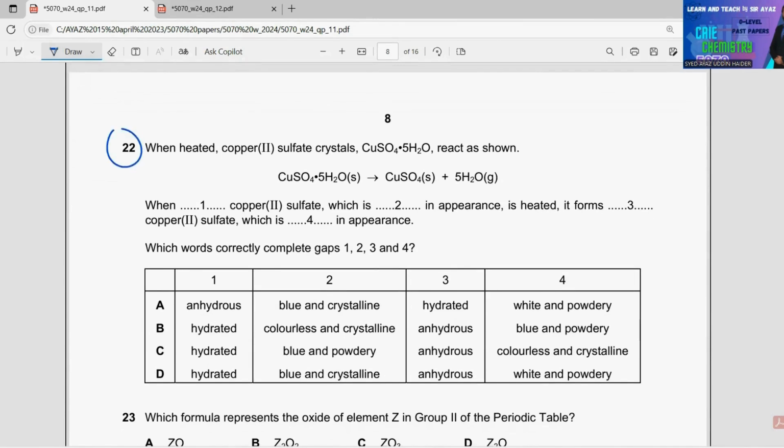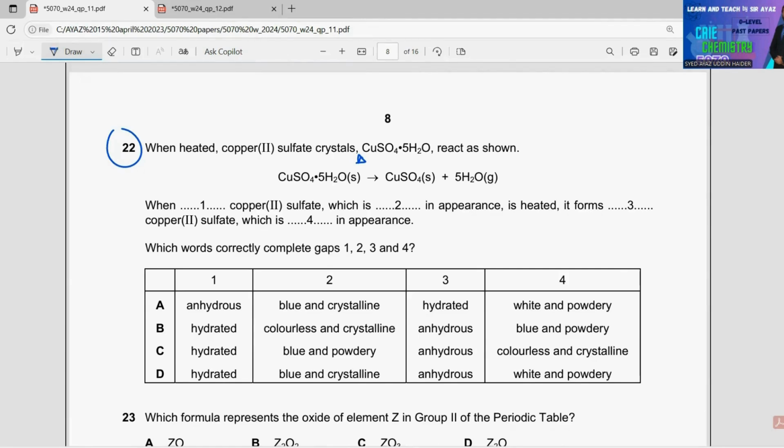When heated, copper(II) sulfate, CuSO4.5H2O, reacts as shown. So there's a reaction in which hydrated copper(II) sulfate, when you heat it, you will get solid copper(II) sulfate and 5 moles of water. When one copper(II) sulfate, which is 2 in appearance, is heated, it forms 3 copper(II) sulfate, which is 4 in appearance. Which words correctly complete gaps 1, 2, 3, and 4?